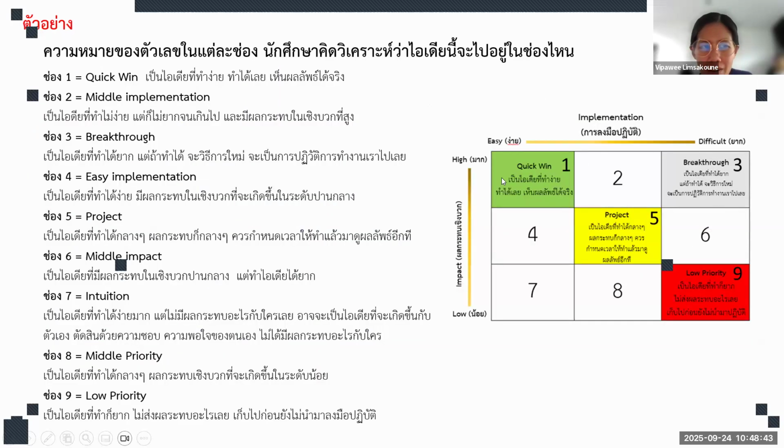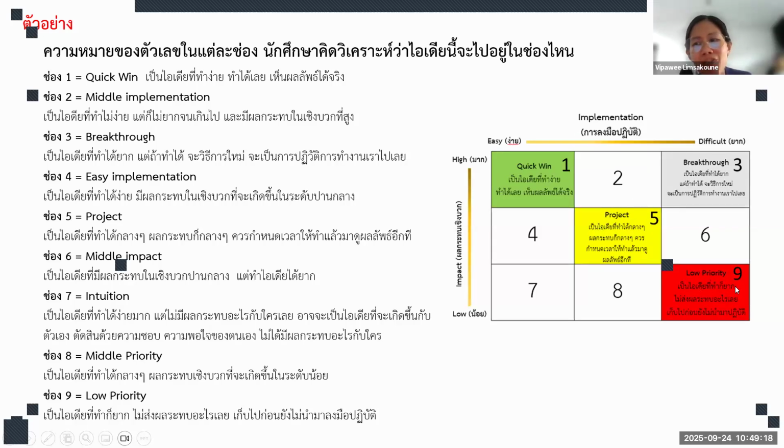So here I have a different definition, but mostly when I use these tools, I prefer the idea that quick wins have high positive impact and are easy to implement, or in the middle is okay too. A breakthrough is difficult but has high positive impact. Even the project one, you will need to allow some time to study that product or the service. Sometimes I select from this box as well.